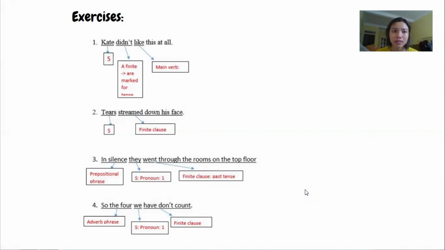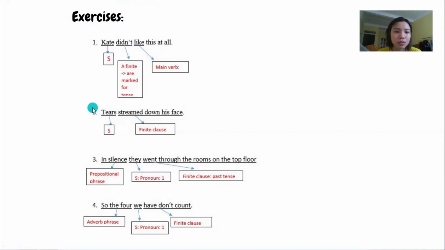Okay, so the best way is to use examples to identify finite or non-finite clauses. Here we have an exercise with four sentences. Sentence number 1 is "Kate didn't like this at all." In this sentence, Kate plays the subject role, and "didn't like this at all" is a finite clause, and "didn't" here is a mark for tense, particularly past tense.